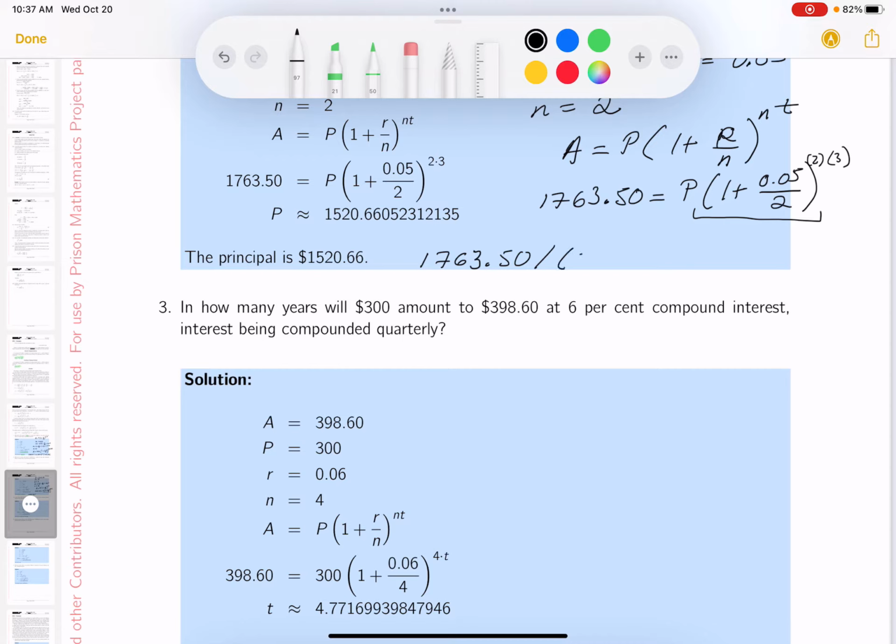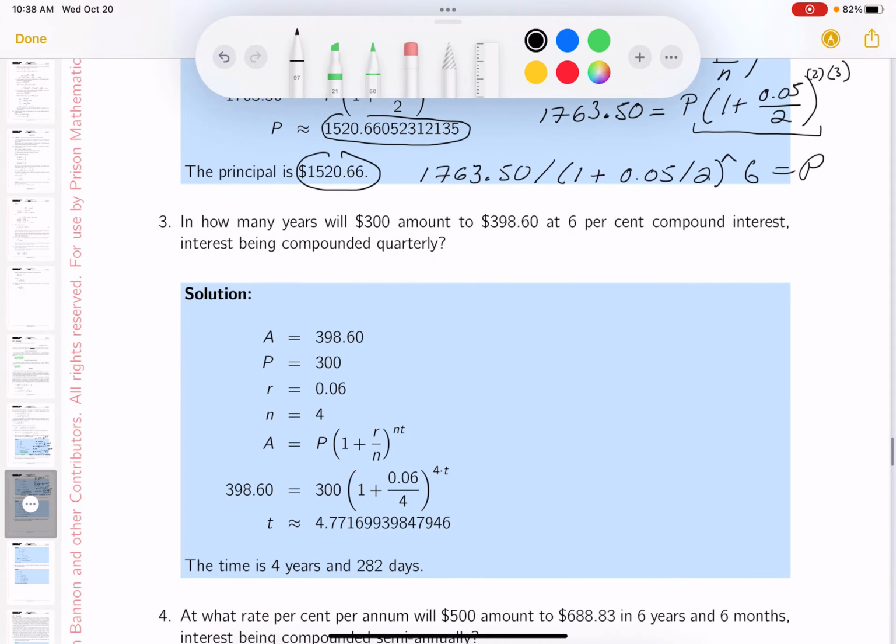I'm dividing by 1 plus 0.05 divided by 2. And this is being raised to a power. Now, by the way, the power is pretty easy, right? What is it? 2 times 3 is 6. If you do this on a calculator, the calculator should return this to you, which is what we're saying P is equal to. All right? Now, granted, it's a money problem, so don't write that down. Write a money answer down. So it would be $1,520.66. All right, let's do this one over here.